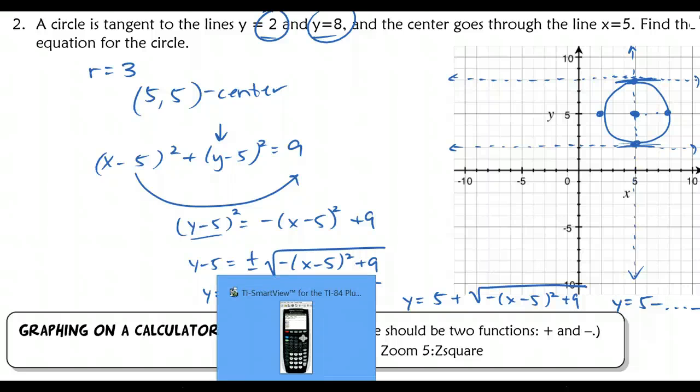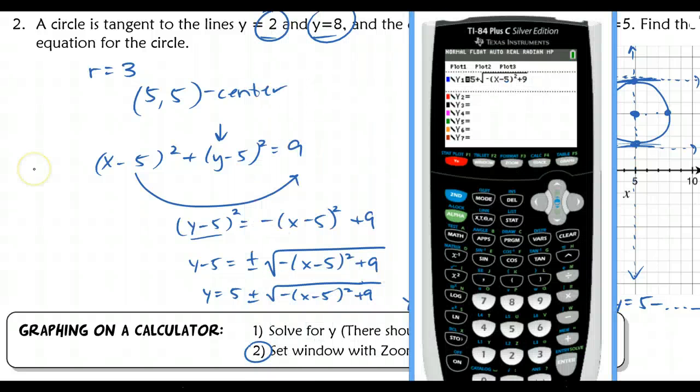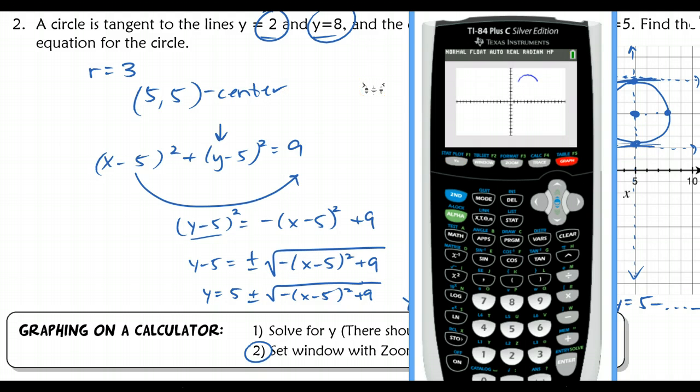So I'm going to show you guys real quick. I'm going to pause it and then input that, and then you can see what that would look like. Okay, so as you can see, I've only inputted the one equation in here, one of the functions, y equals 5 plus the square root. So let's take a look at what that looks like. You can see that it's only graphing the top half of that circle. Okay, so it's only got a semicircle here because you still need the bottom half, right?